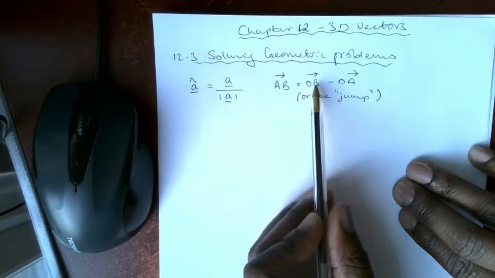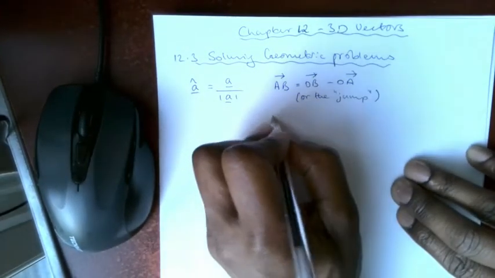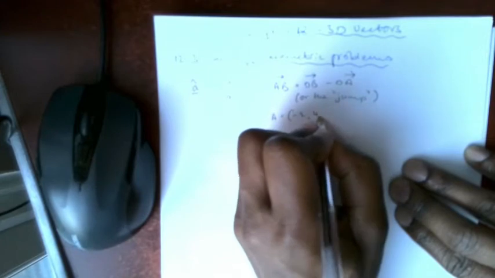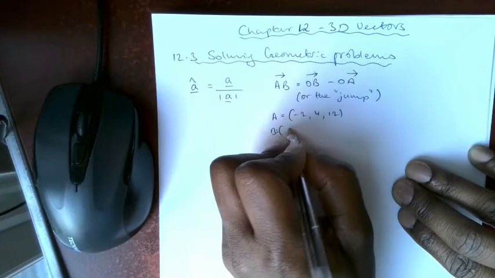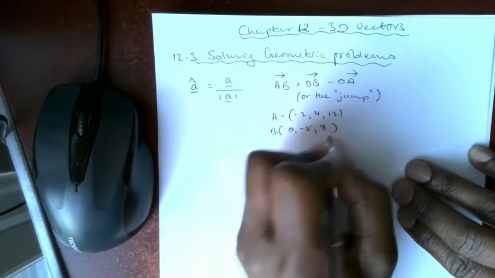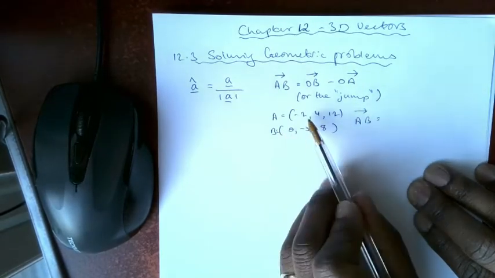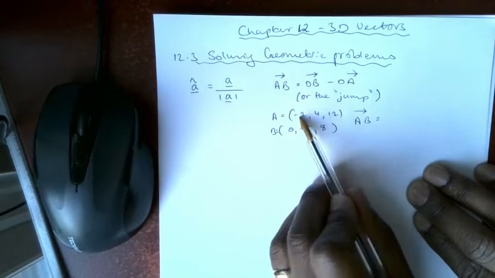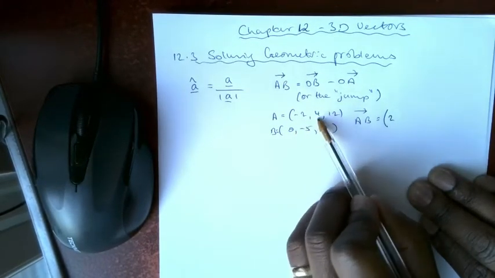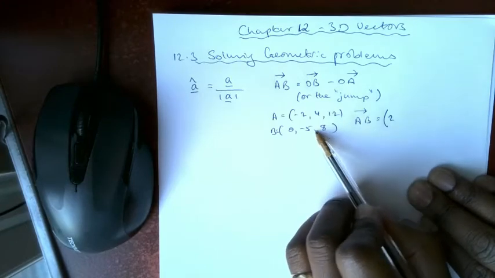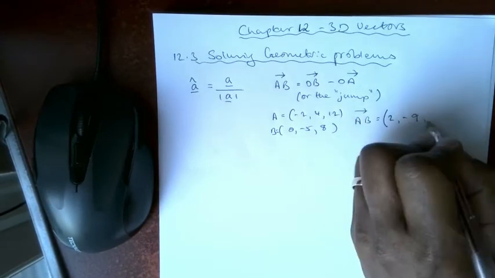and I've got point A and point B, I can do point B minus point A, or I can work out the jump from A to B. So for example, if A was -2, 4, 12, and B was 0, -5, 8, then the easiest way of working out A to B is, what's the jump from A to B? Well, that goes up by 2, because I'm going from -2 to 0. The second one, the j or y part, goes from 4 to -5, so that's going down by 9. And the last one, going from 12 to 8, goes down by 4.